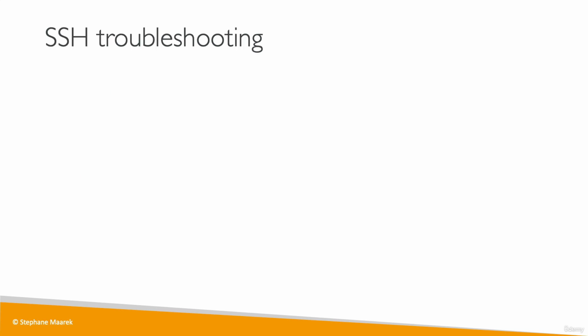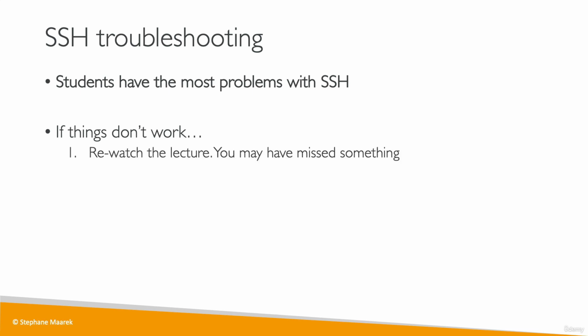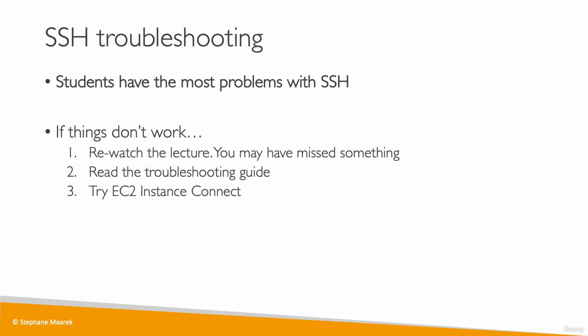Nonetheless, SSH is, in my experience, and I've taught hundreds of thousands of students, what caused the most troubles in this course. So if you get a problem with SSH, you can rewatch the lecture. You may have missed something, maybe a security group rule, maybe a command, maybe a typo, I don't know. There's also a troubleshooting guide that I've put together after these lectures, so have a look. I would recommend to try EC2 Instance Connect as well. It sometimes fixes all problems.